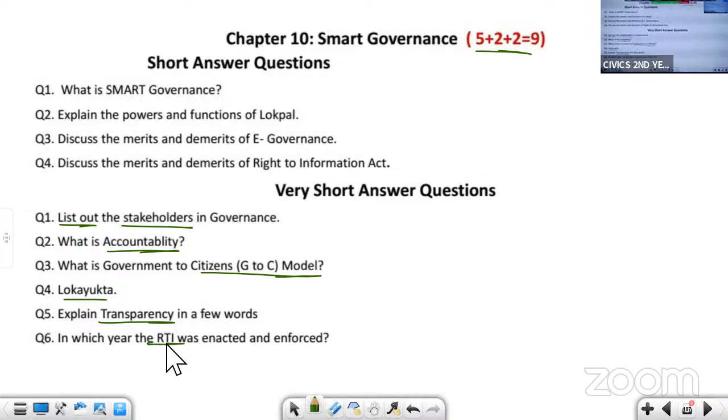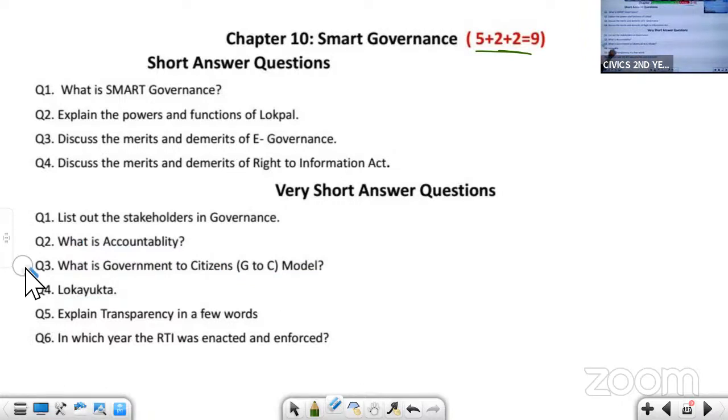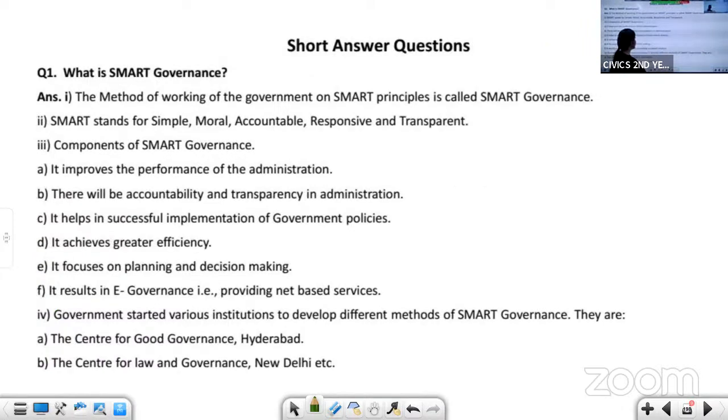So these are 6 questions. Out of these 6 questions, you will get 2 questions for sure. Only 6 questions. If you learn these 6 questions, you will get 2 questions for sure in your exam. So let us move to the first question, that is smart governance.